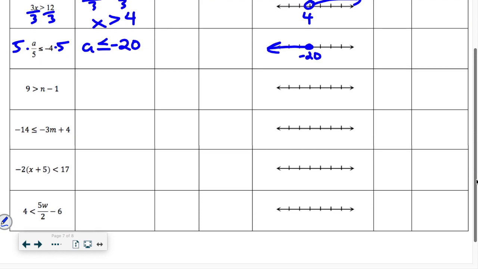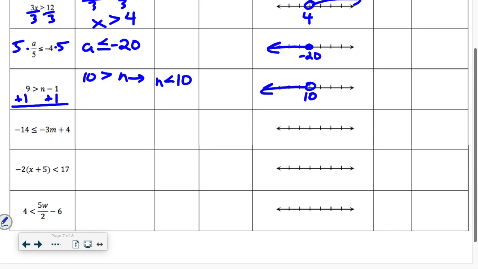The next one is going to be a little bit extra work, but that's okay. So I've got 9 is greater than n minus 1. If I add 1 to both sides, I'm going to get 10 greater than n. Well, to make this easier for graphing, I'm going to rewrite it. Because if I read it left to right, it's 10 is greater than n, but that's the same as n is less than 10. So I come to my number line, I've got 10. It is less than, so it gets an open circle to the left.